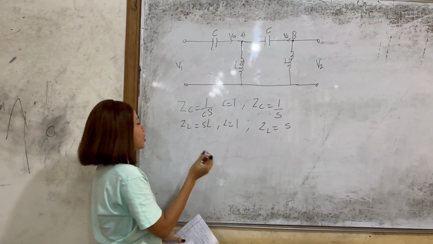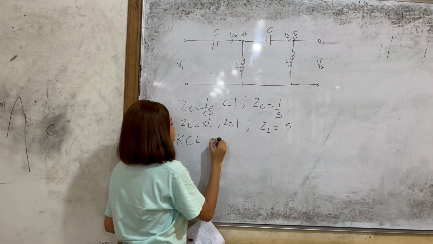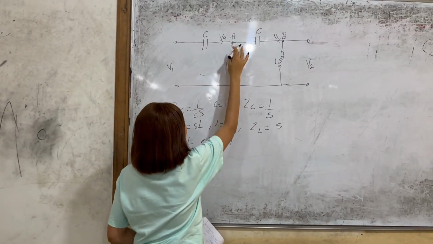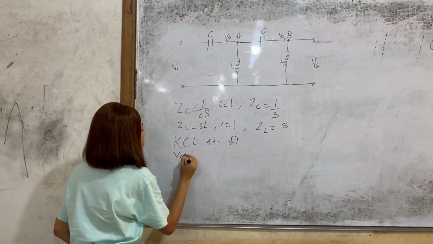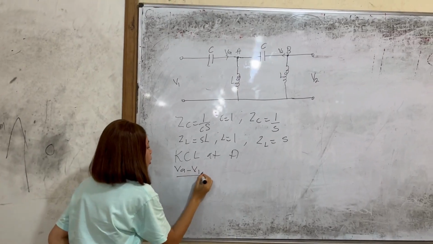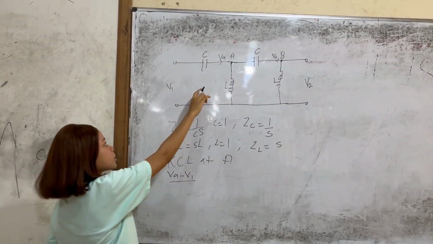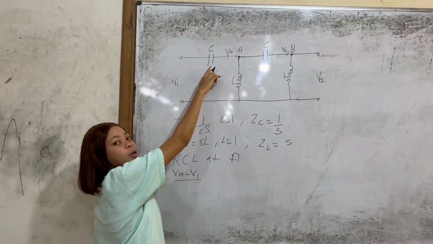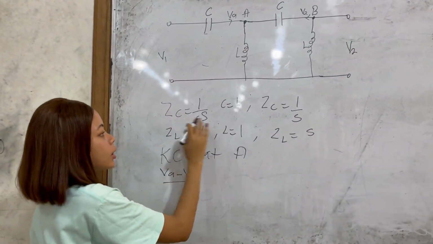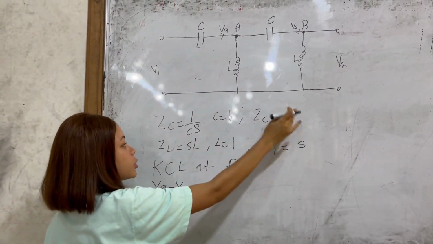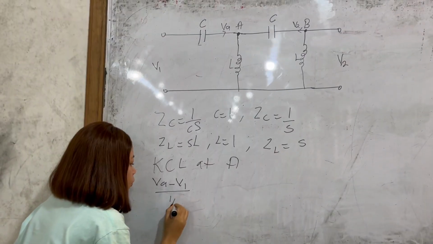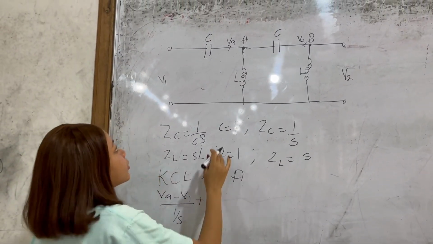According to Kirchhoff's current law, taking the KCL at node A, we will have our first equation to be VA minus V1 all over the resistance. In this case, we have a capacitive reactance, so we are going to be taking the Laplace of the impedance from the capacitor, which is 1 over S. So 1 over S, then plus.